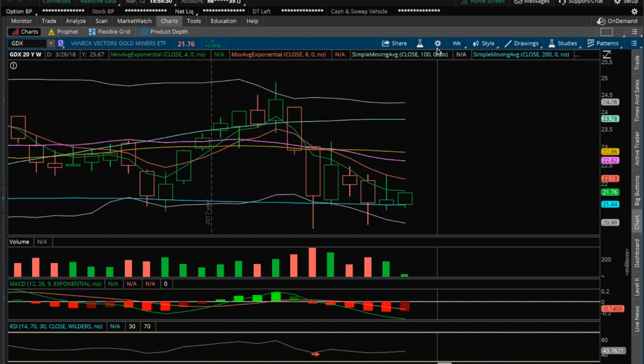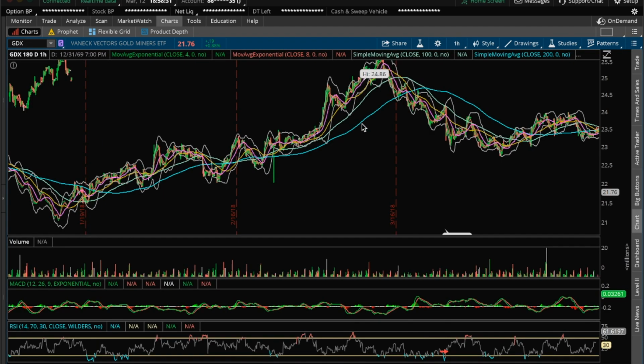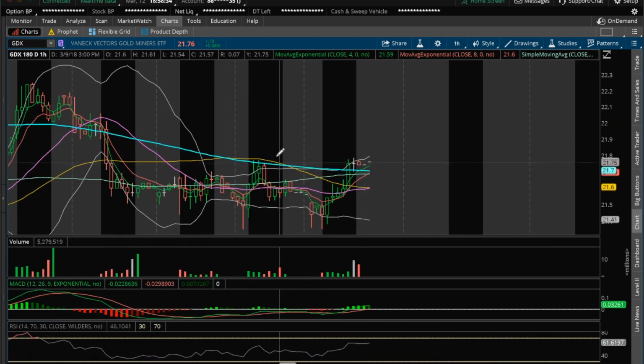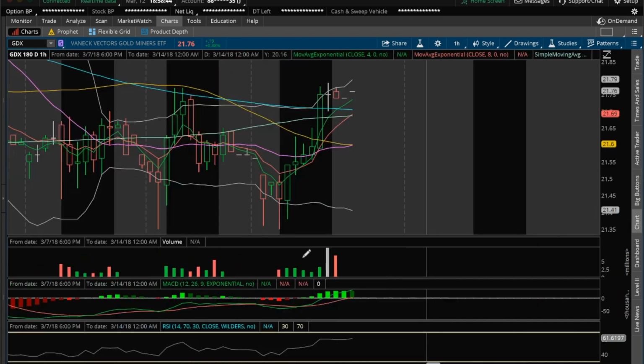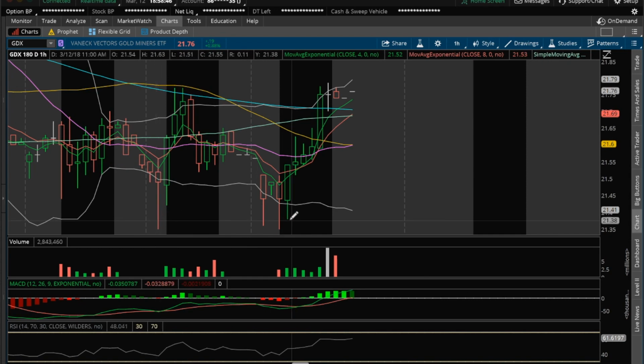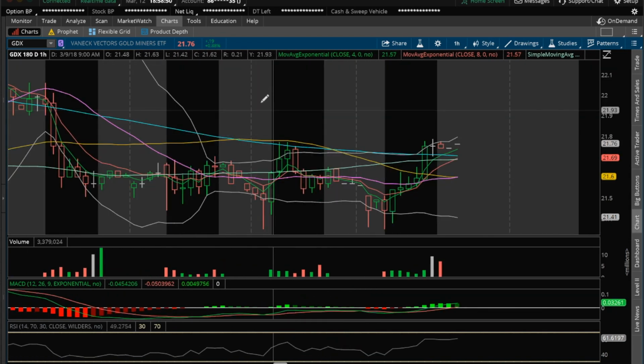Let's see what the hourlies show us. Senior miners did break to a higher high on the hourly here after setting, let's see if we set a higher low. Set a low here of 21.35. So we had a double bottom here at 21.35 on the hourly. We did break to a higher high on the hourly. Not by much, 21.77. We broke to 21.79.